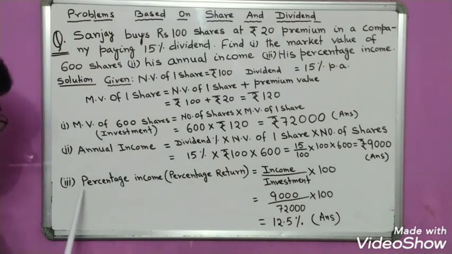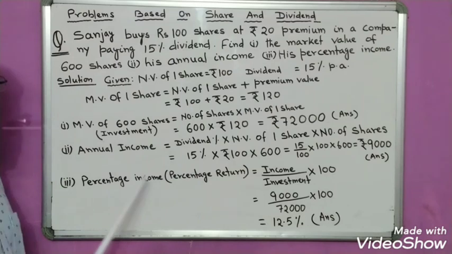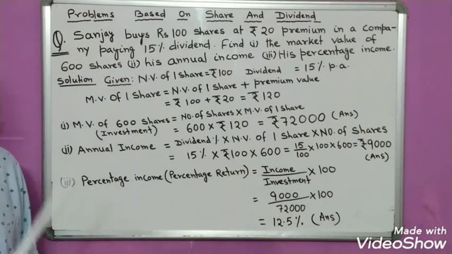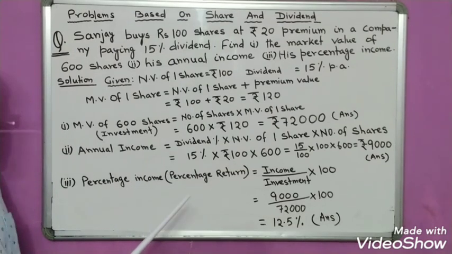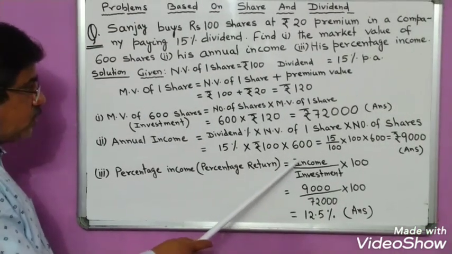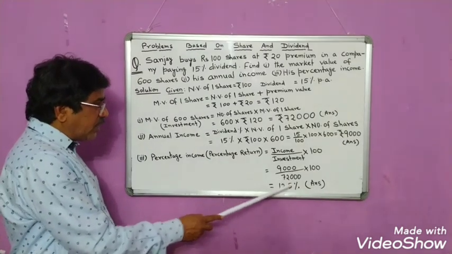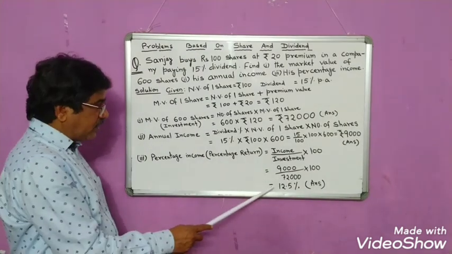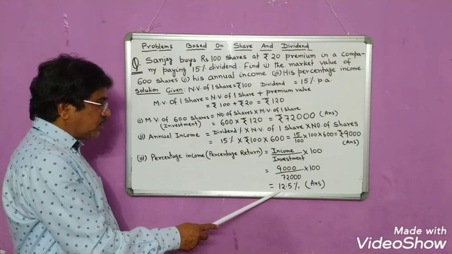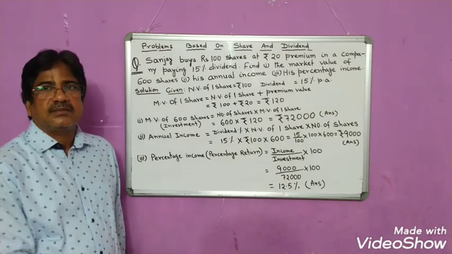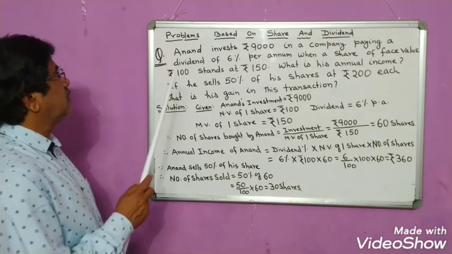The third point is to find out the percentage income. This percentage income is nothing but your percentage return. And you know the formula, that is equal to income by investment into 100. Put their values and simplify it, and you will find that the percentage return is 12.5%. Now let us move to the next question.